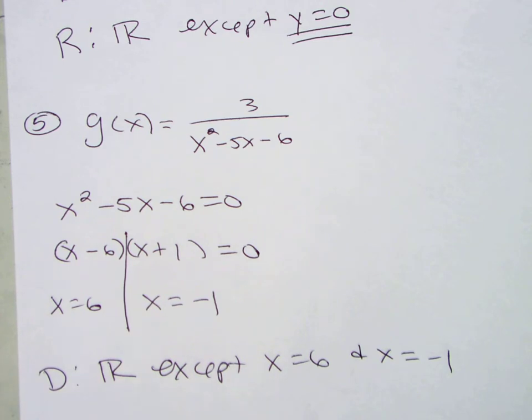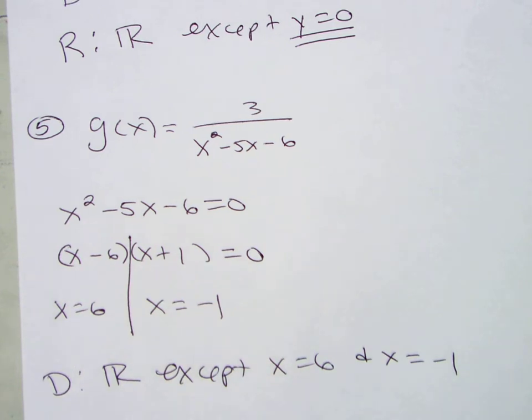Range. Again, the range doesn't change very much. You can get anything out of that except 0. Real numbers except y equals 0. Okay? All right, we're going to change it up now. Let's change this up. Number 6. Slightly different.